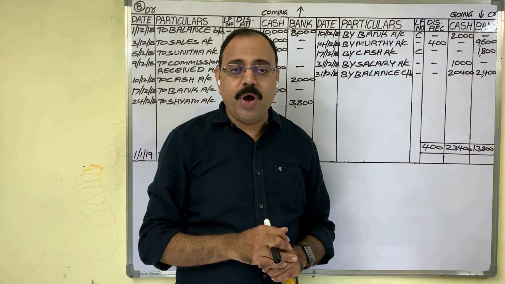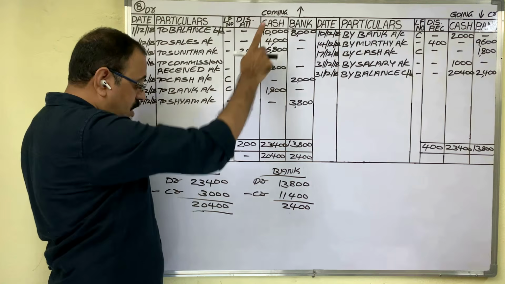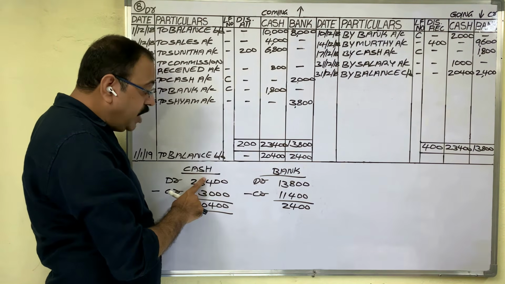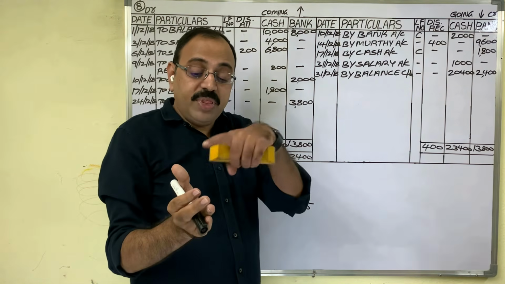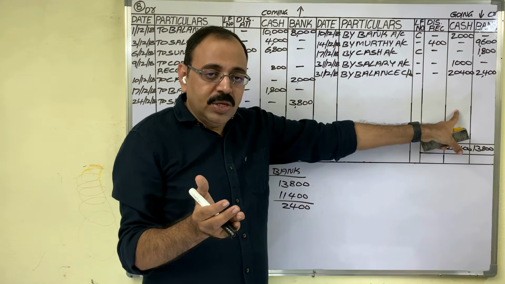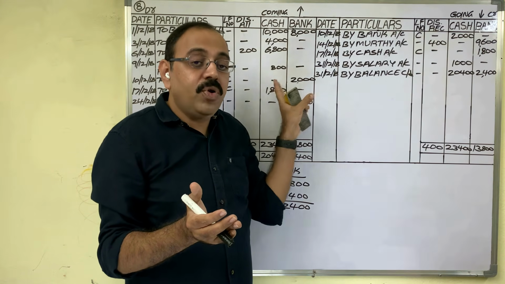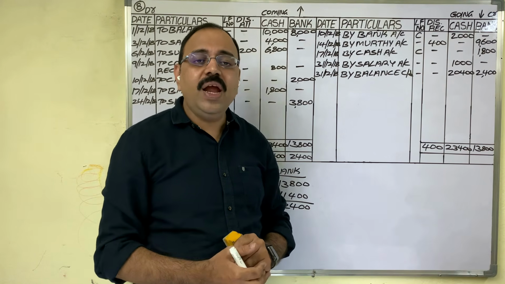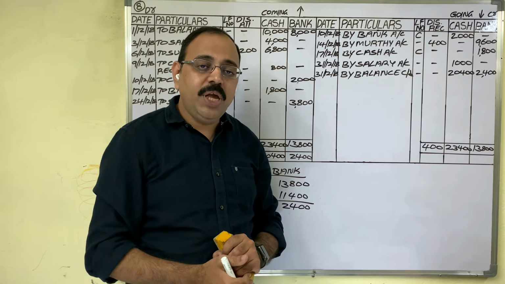And remember one more point. In case of cash column, always debit total should be more than credit total. Because debit side we are writing receipts. So how much we receive, from that amount only we pay, no? Credit side we are showing payments. So payments cannot exceed receipts. If you have 100 rupees with you, how much you can spend? Less than 100 or equal to 100. But can you spend more than 100 rupees?